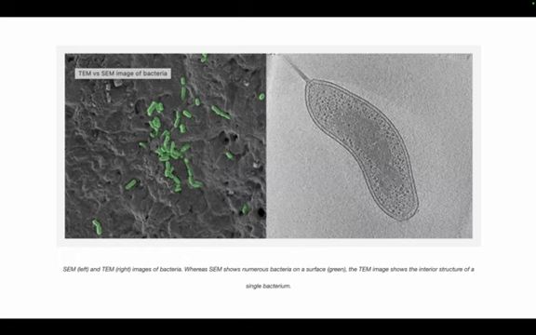So depending on what you want to see in your sample, if I wanted to see some feature of the bacterial surface, so maybe I'm looking at nanotubes, or I want to see things like flagella, then I would be more interested in an SEM image. But if I want to look at organelles within the cell, then I would be looking for a TEM image.